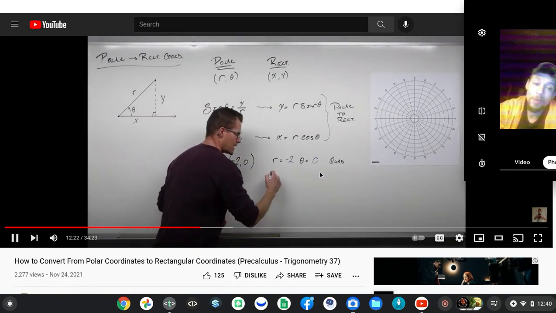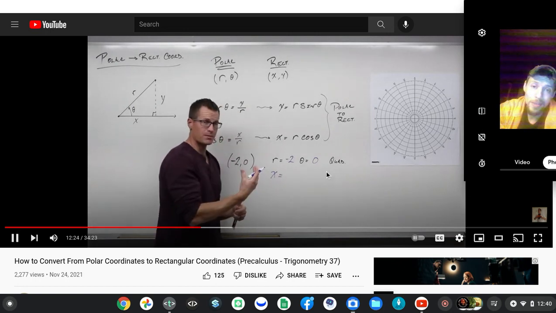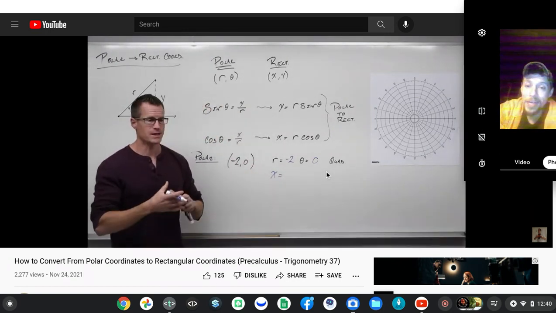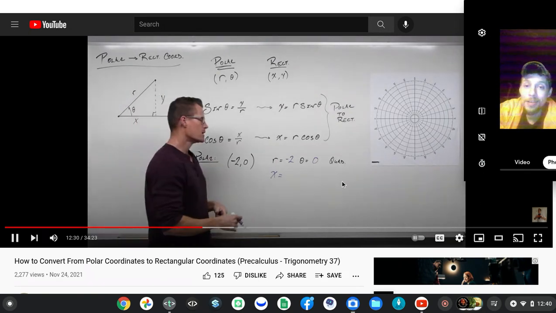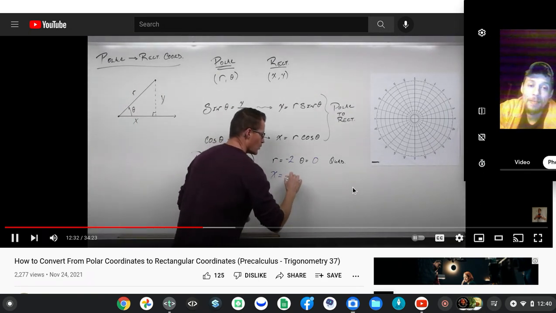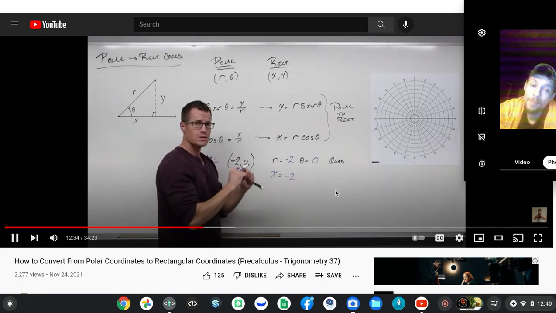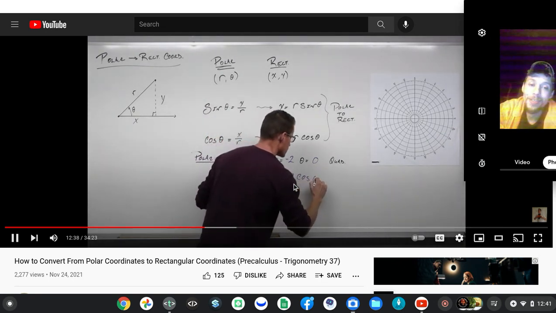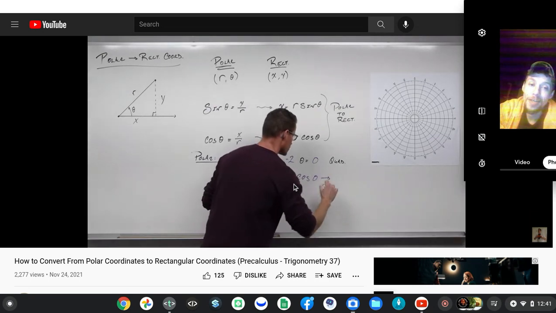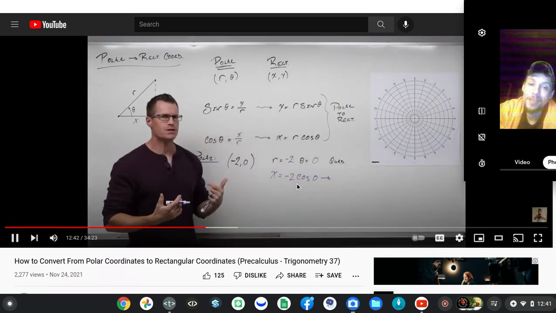Find x or y in any order that you want. It doesn't really matter. Some people like finding x first because they know that it is first in the ordered pair for rectangular coordinates. That's fine. So x is given by whatever your R is, times the cosine of whatever your angle is. So R times cosine of 0, and cosine of 0 is 1.